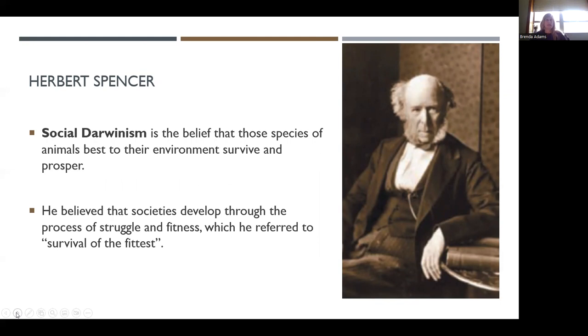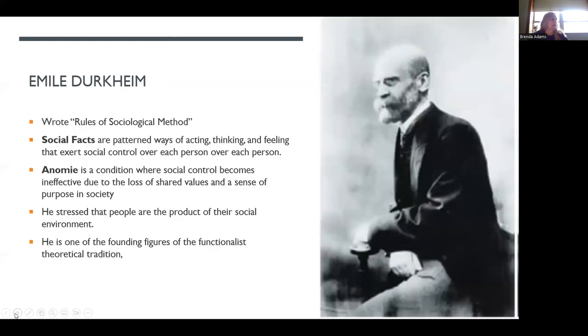Herbert Spencer. Social Darwinism is the belief that those species of animals best suited to their environment would survive and prosper. So it's basically like the theory of evolution, and those that were the best would succeed. He believed that societies developed through the process of struggle and fitness, which he referred to as survival of the fittest. So if you're strong in that environment, you're going to succeed. If you're one of the weaker ones, you're going to be weeded out. And that was his belief.